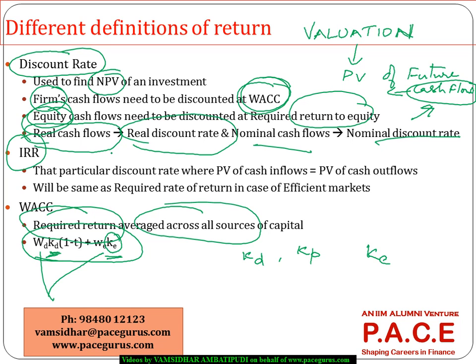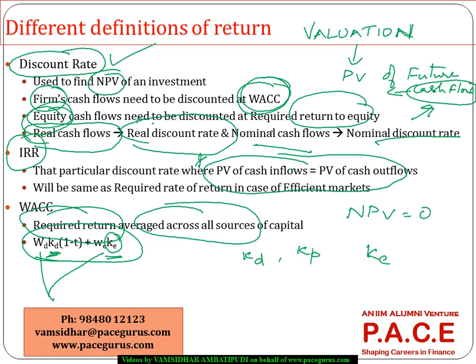Then one more aspect that we are looking at is the internal rate of return. That particular rate of discount which will make my present value of the cash inflows equal to the present value of the cash outflows, meaning at that particular discount rate the NPV is assumed to be 0. That will be equal to the required rate of return only in the case of efficient markets, whereas in all other cases it may deviate very much from the required rate of return.